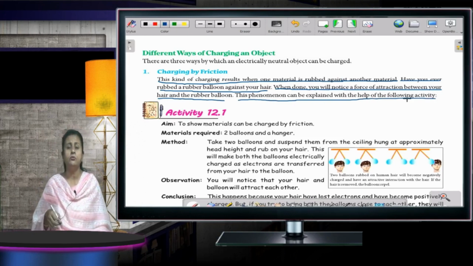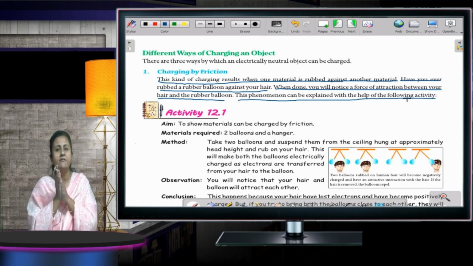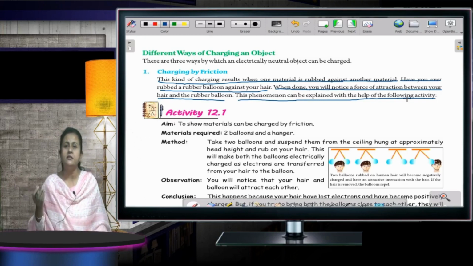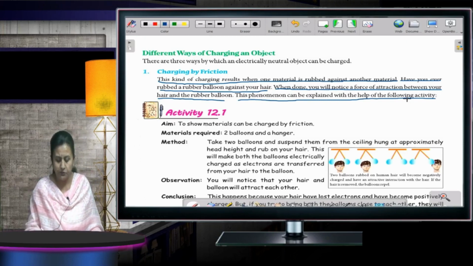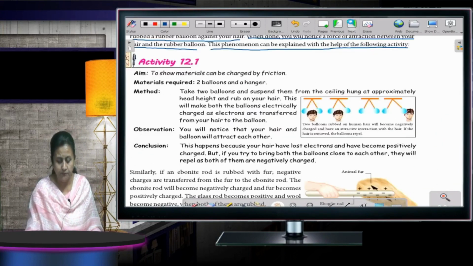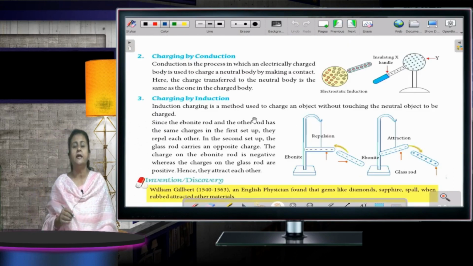You can go through them. In case two materials are rubbed against each other, the friction force would be there, due to which the material gets electrically charged. You can just go through this activity. There is nothing much in it to explain. Just read it. Now, the next one is charging by conduction.